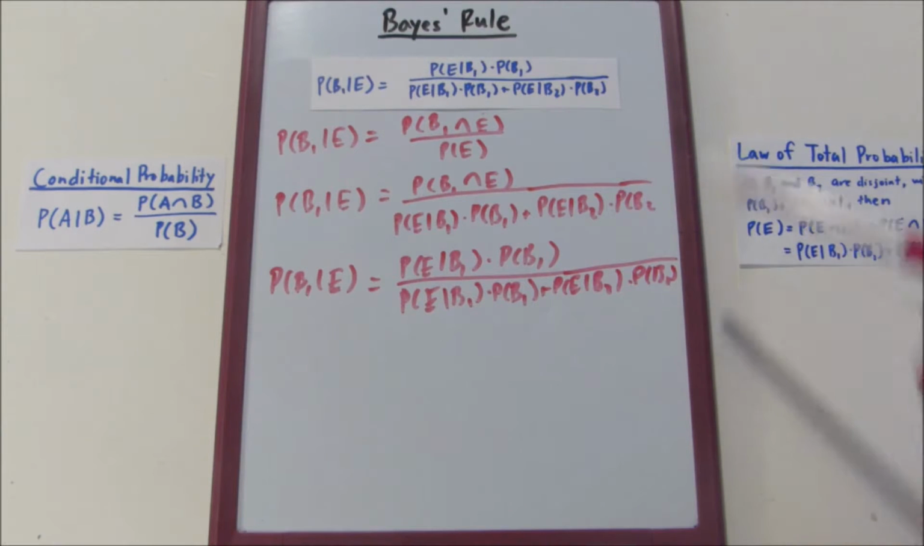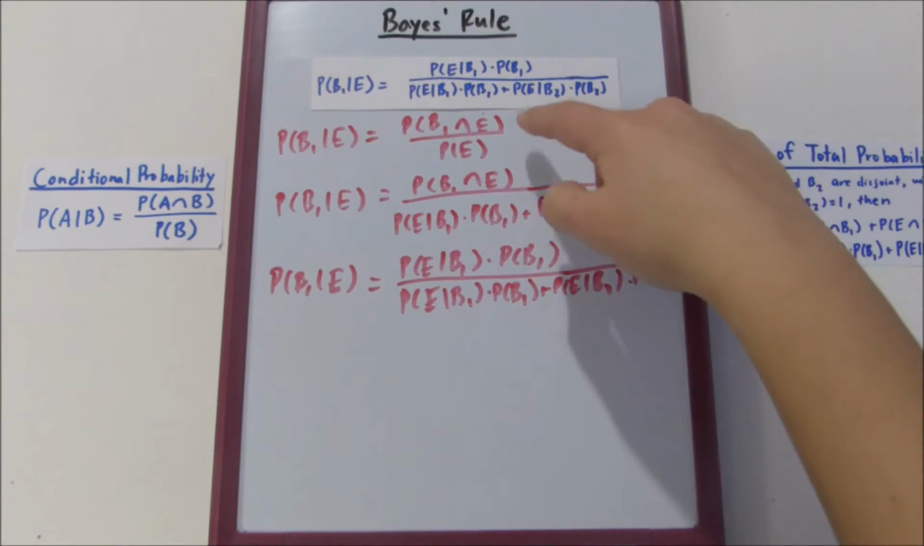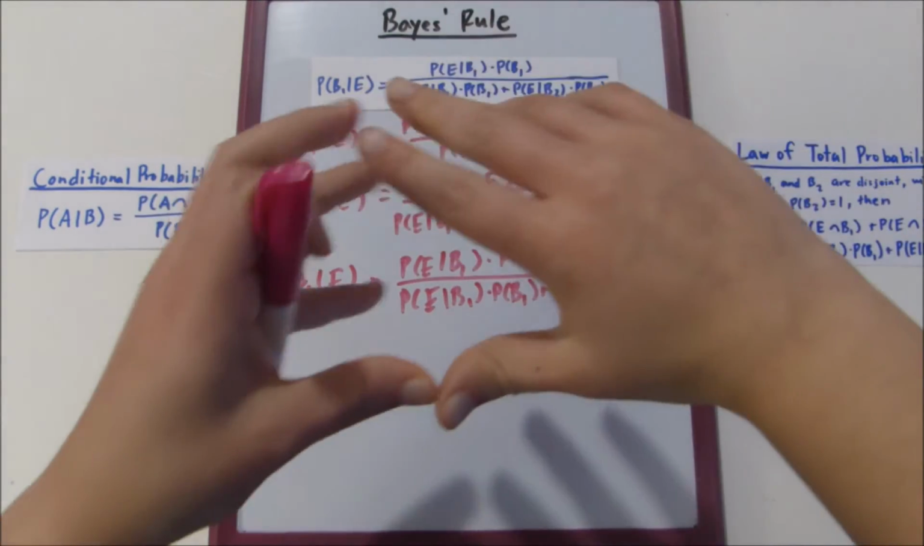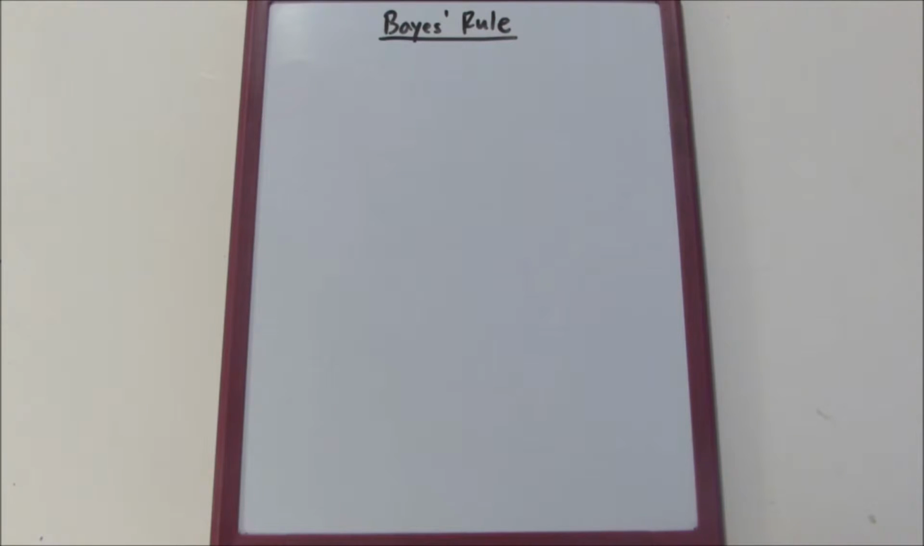Alright, and now we have it set equal to the same thing that the formula is. So you can see how from a simpler version, we were able to complicate it, but also make it easier for ourselves in the word problem that we're given. So now that you know where Bayes' rule comes from, let's do a problem.